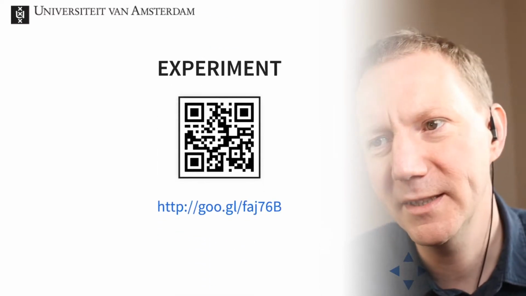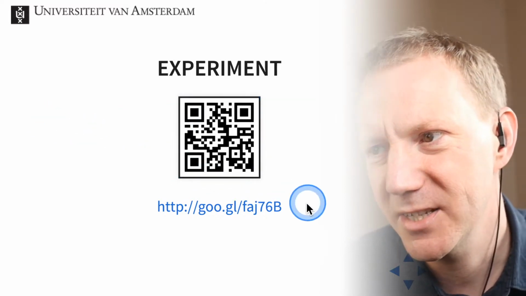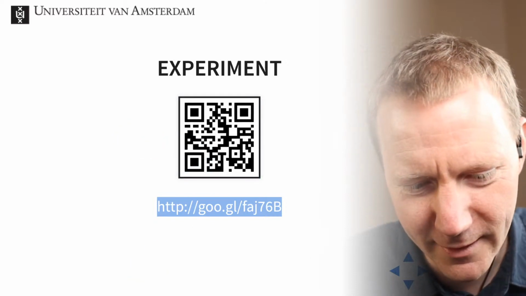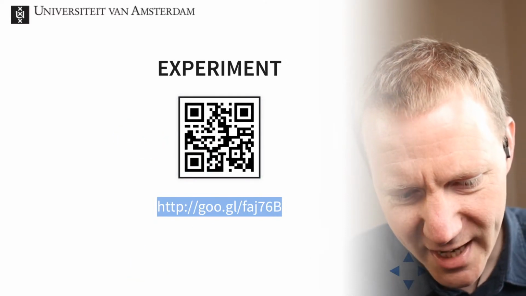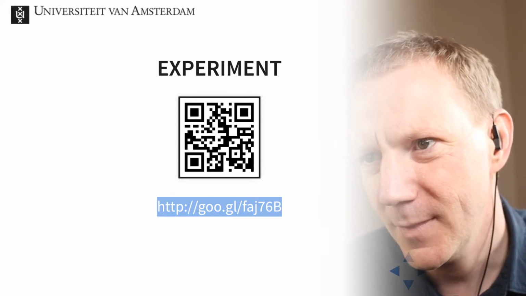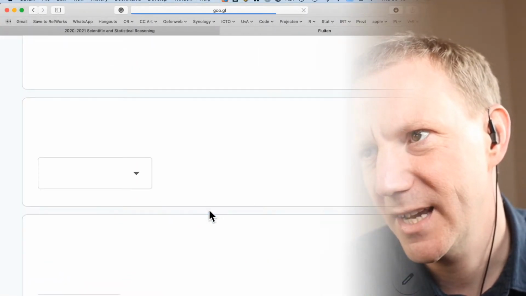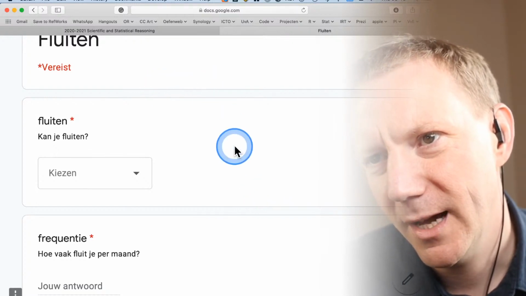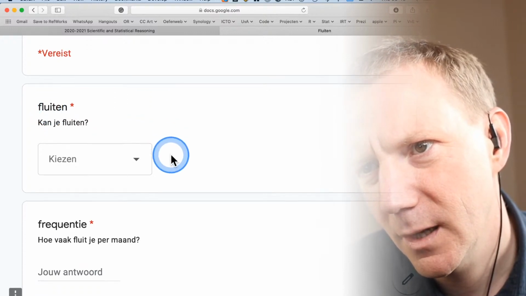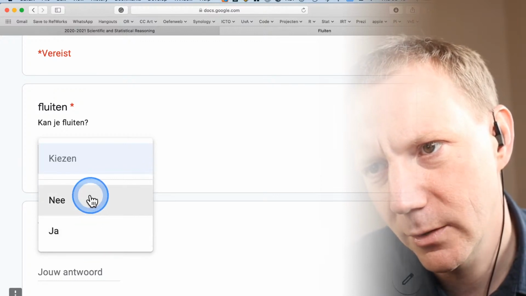So why don't we do this today and try to replicate this study and analyze it as it's supposed to be. So what I'm going to do is I'm going to drop this URL in the chat, and I'm going to ask you to fill in this form. And I'm going to ask you, well, essentially the same questions as Simone asked you. Oh, it's Dutch, I see. Fluiten is whistling. So you have to choose if you're able to whistle yes or no.